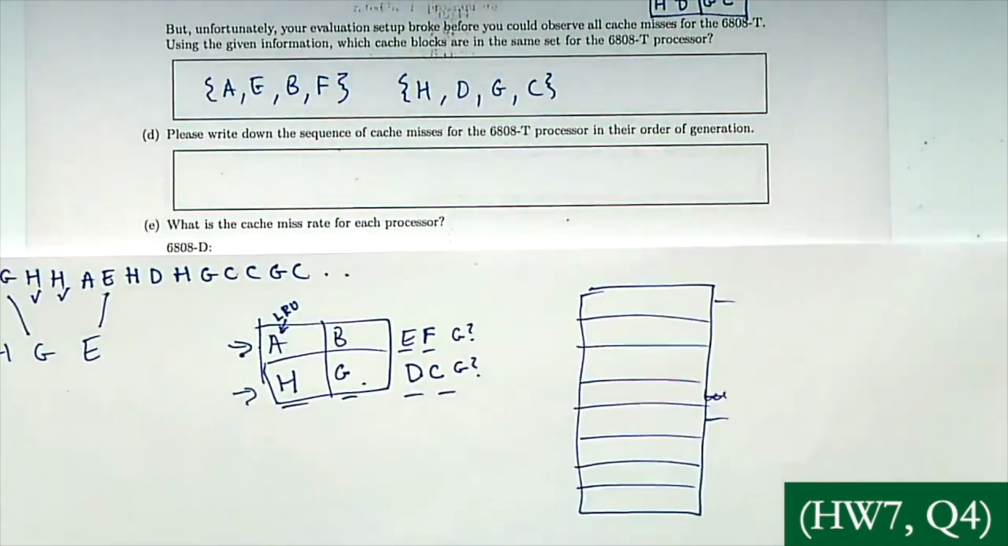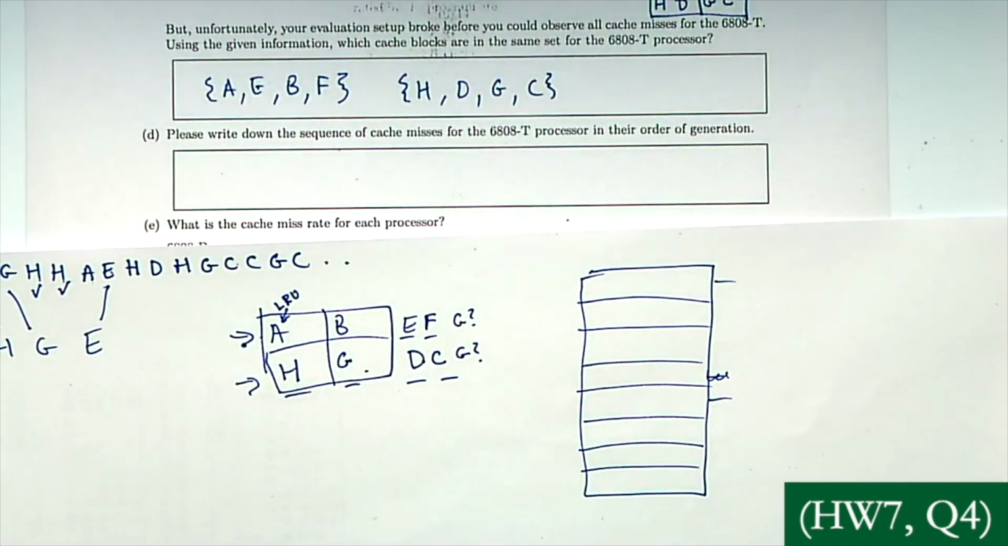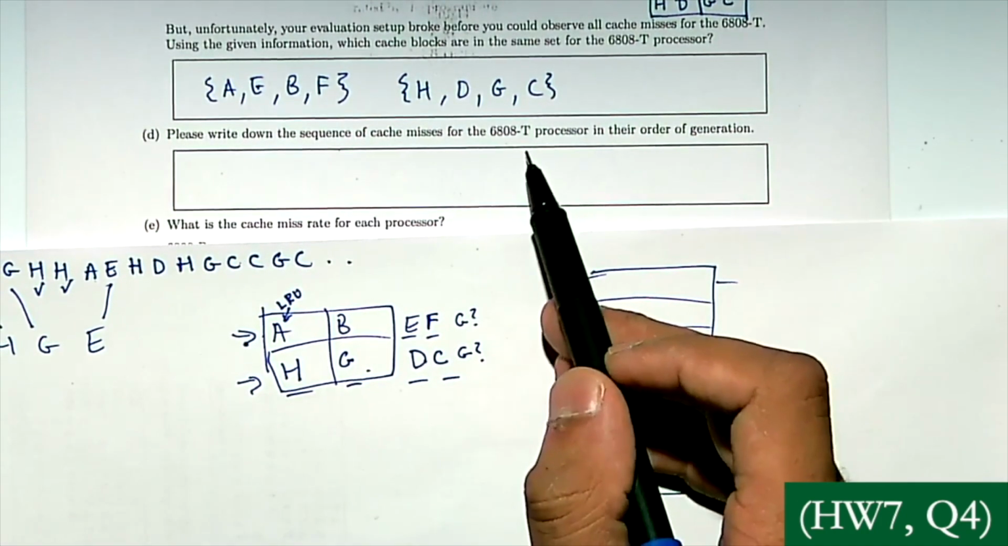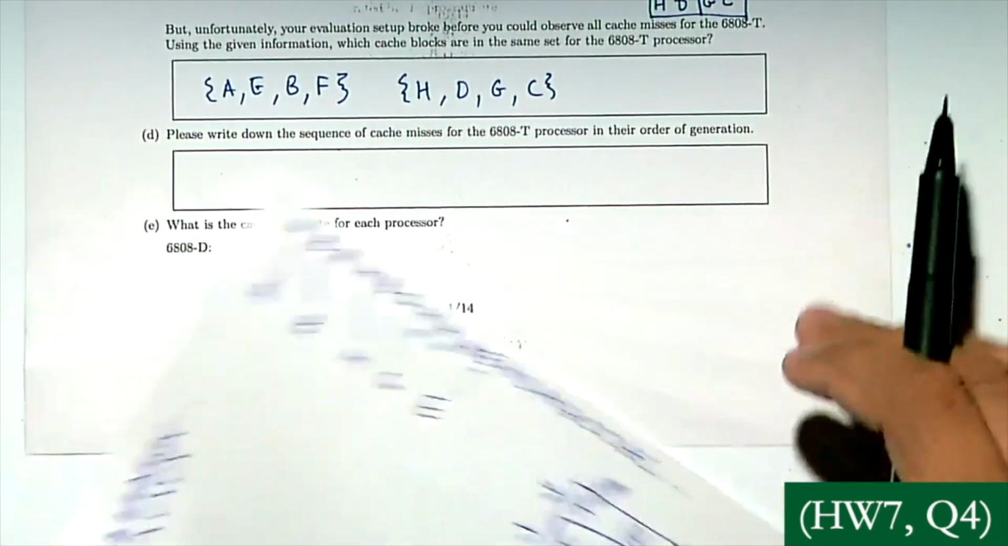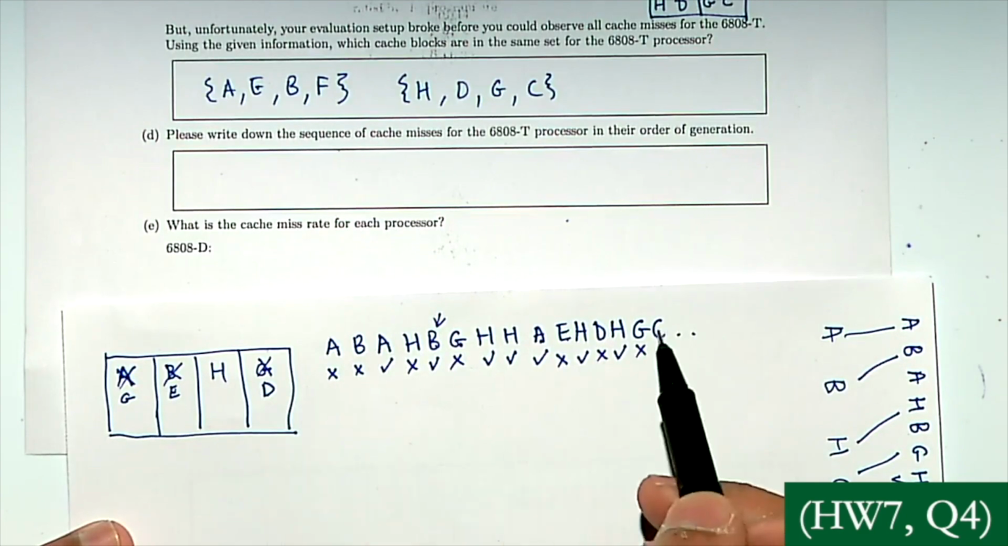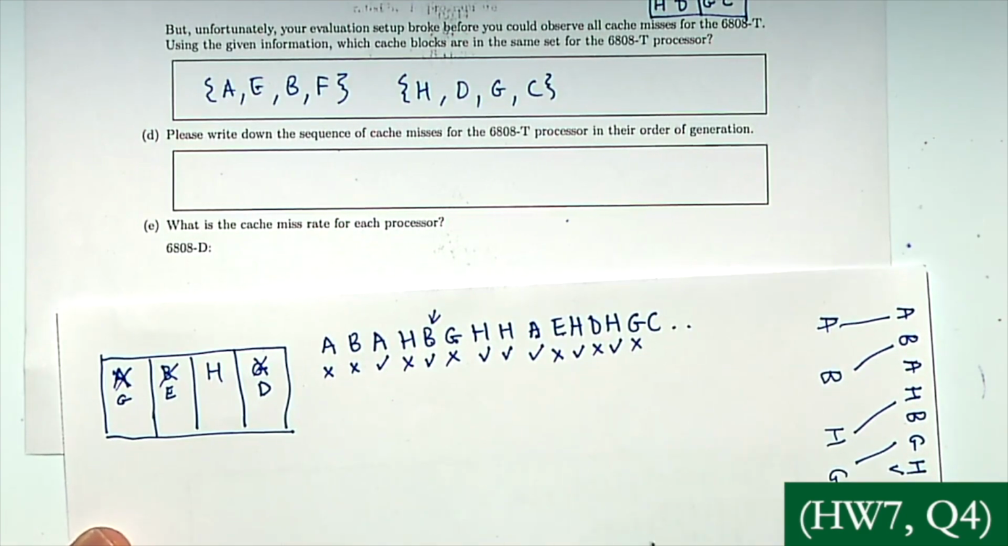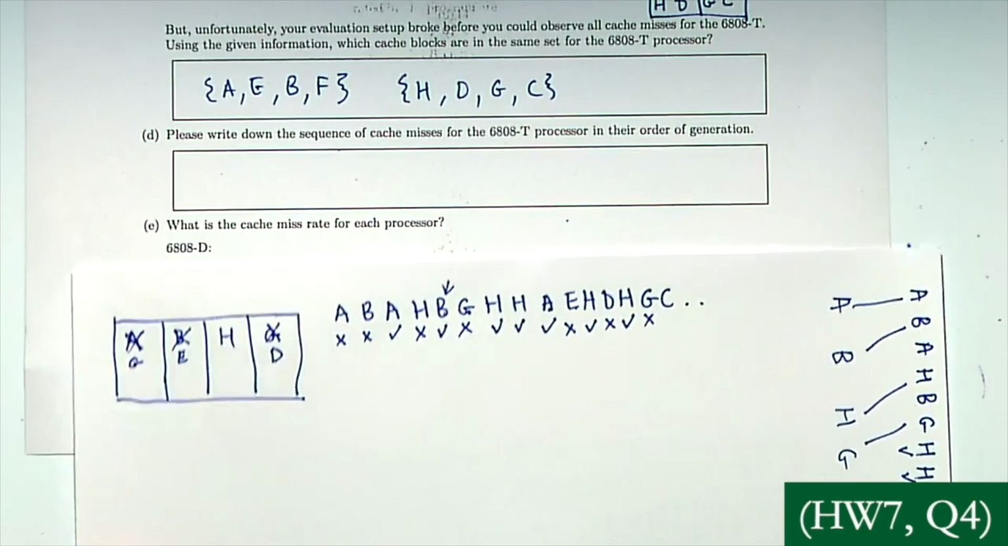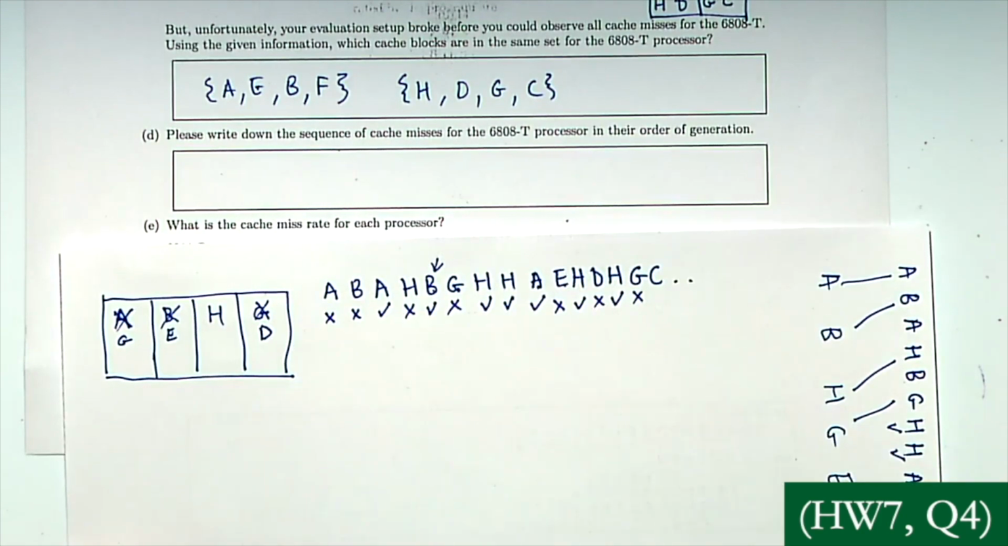Okay, so the next part of this question asks you to write down the sequence of cache misses for the T processor in order of generation. So we essentially follow the exact same prescription that we did here, where we go ahead and simulate the cache, except this time we're simulating the T cache, given that we know which one's mapped to which set.